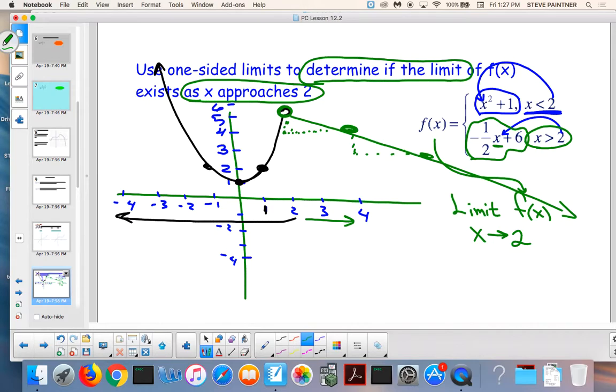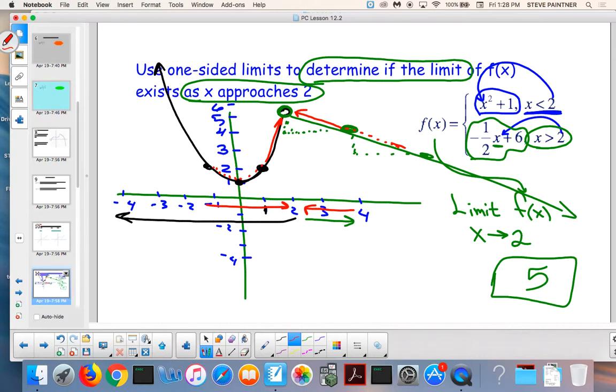Now here comes the question. The question is, what's the limit of f of x as x approaches 2? What's the limit of f of x? There's the graph of f of x as x approaches 2. I heard 5. Let's see if it is. From the right, if I approach 2 from the right, I keep getting these points. I'm heading towards that one. From the left, as I approach 2, I keep getting those. It's the same number. It's 5.